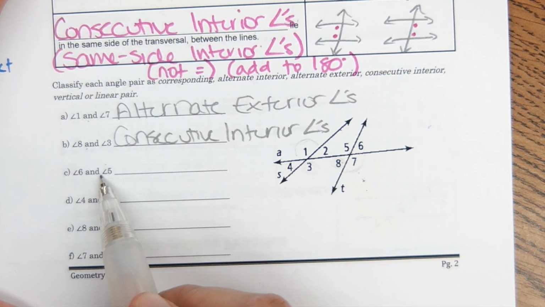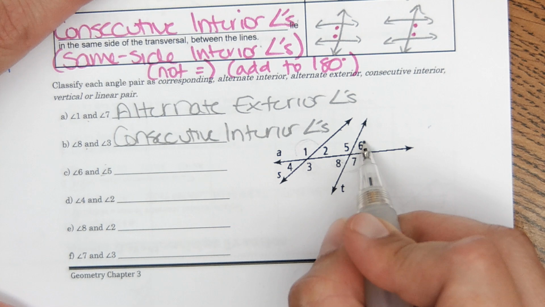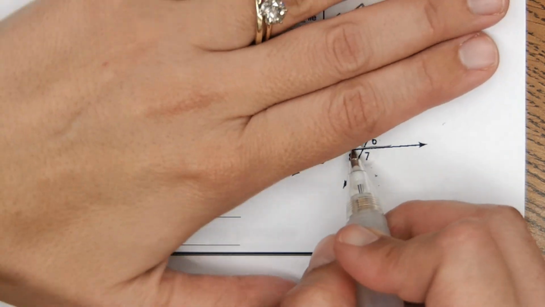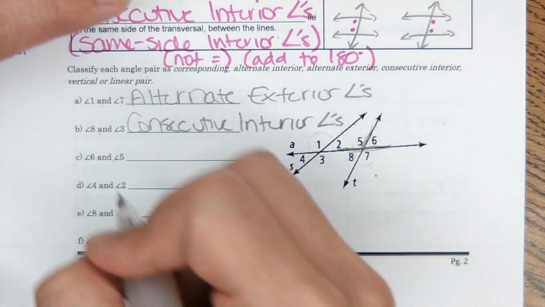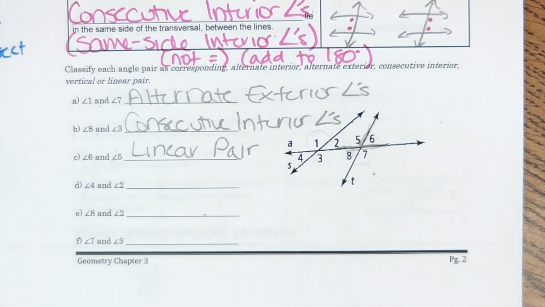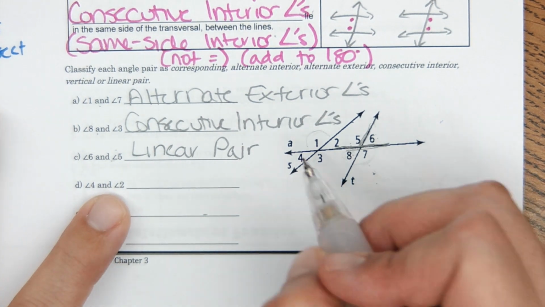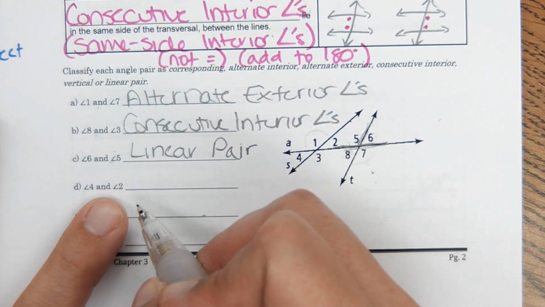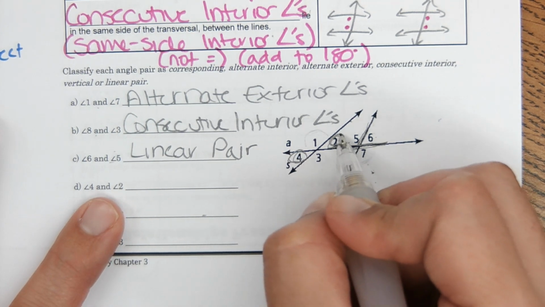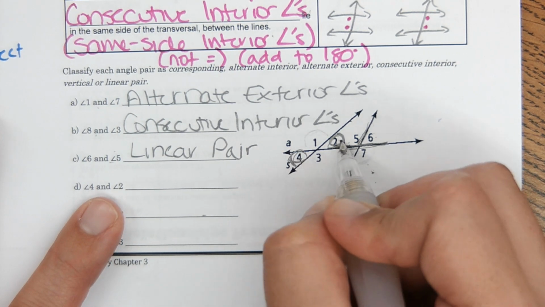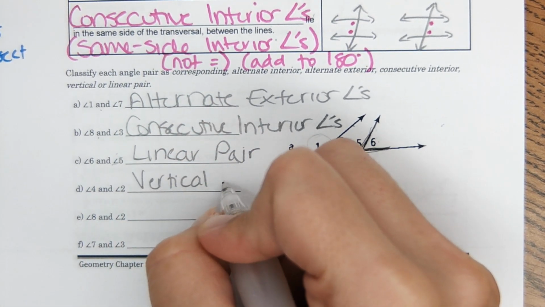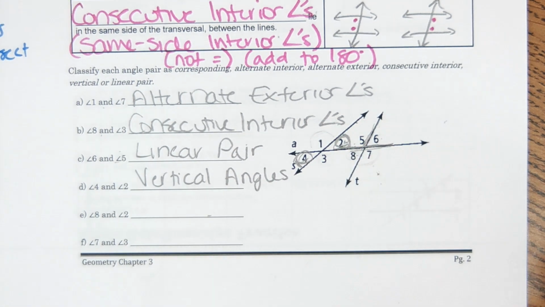And then 6 and 5. Okay, 6 and 5 right here. Notice how they are adjacent and they form a straight line together. So they are a linear pair. Four and 2. They're opposite each other. Those are vertical angles.